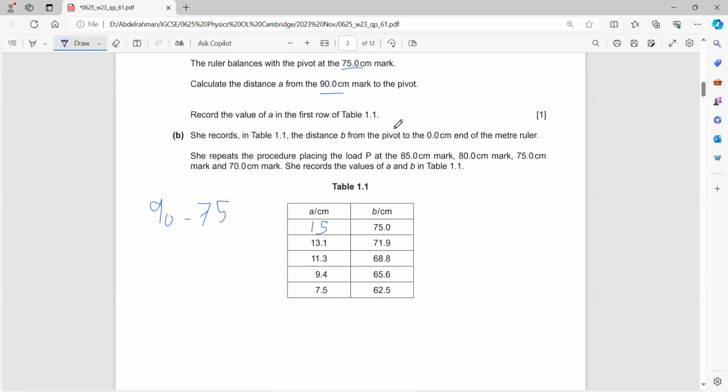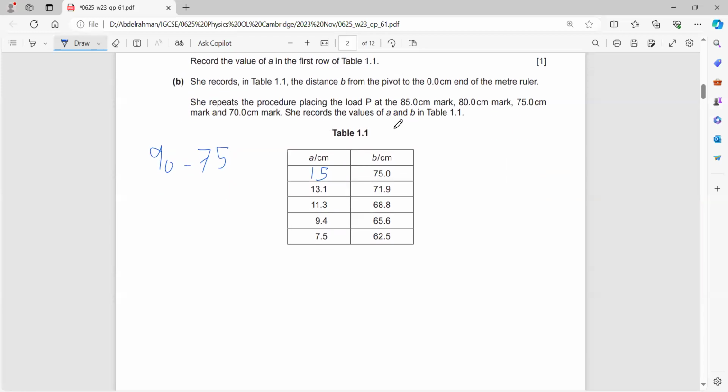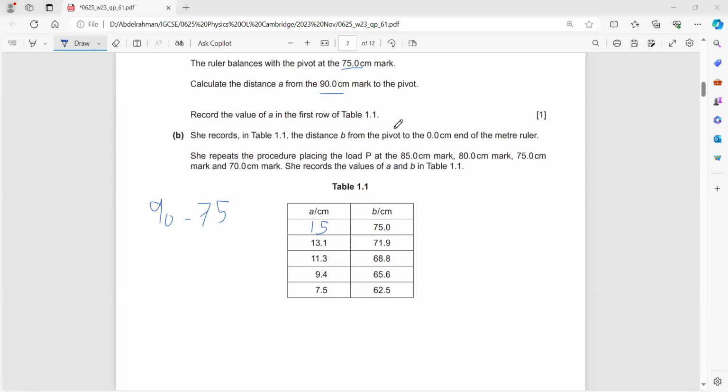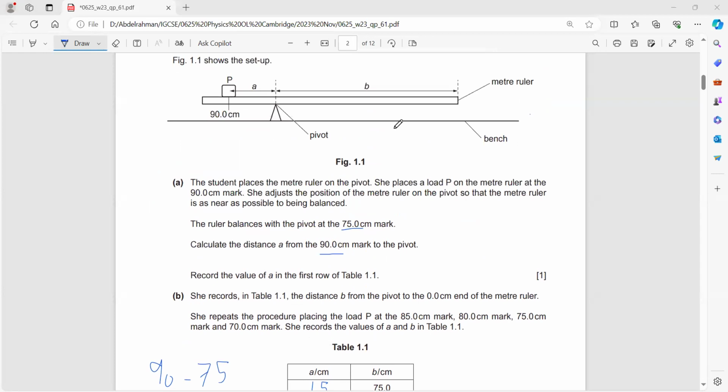She repeats the procedure by placing load P at the 85 centimeter mark, 80, 75, and 70 marks. She measures the distances A and B, and keeps on measuring the distances A and B. Nice, okay.